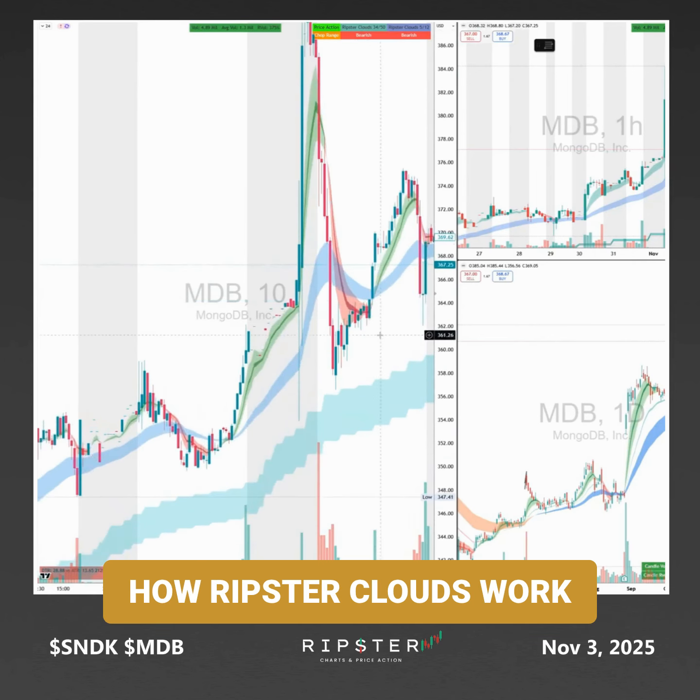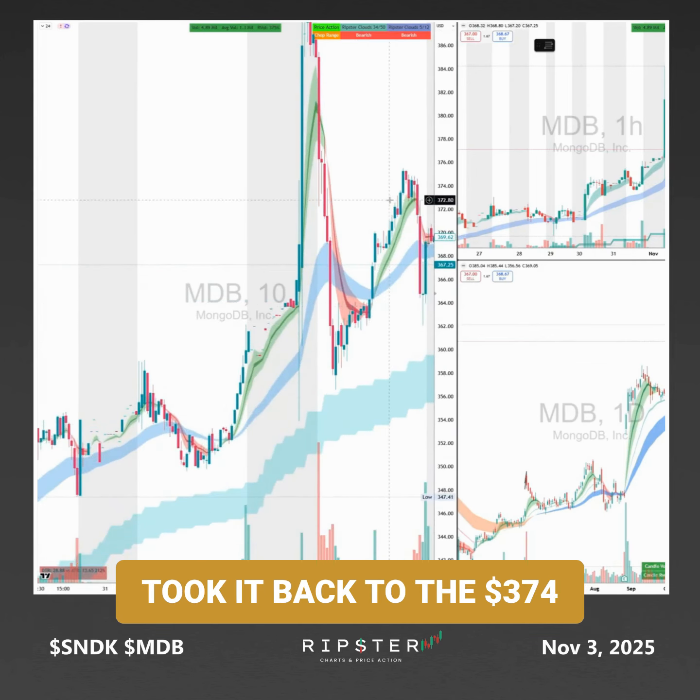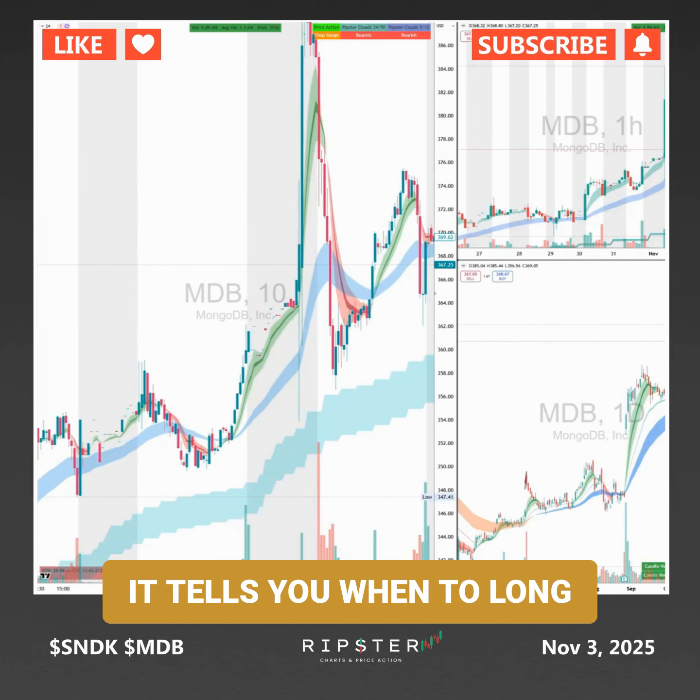And you see how Ripster clouds work. The curl from the Ripster cloud took it back to the 374. So that's the power of the Ripster cloud system, guys. It tells you when to short, it tells you when to long. Another beautiful gap and crap setup, guys.